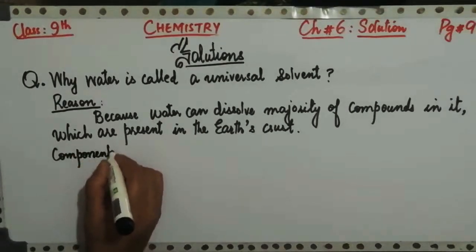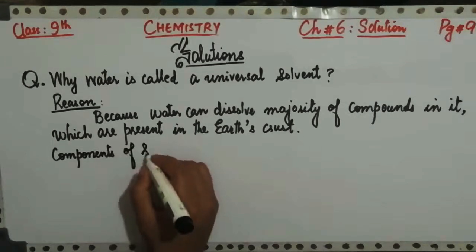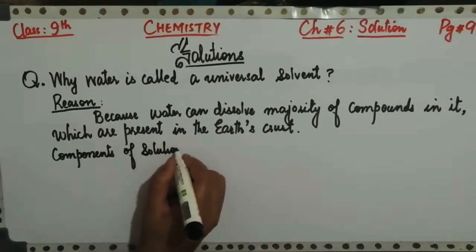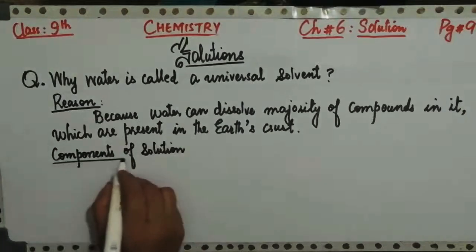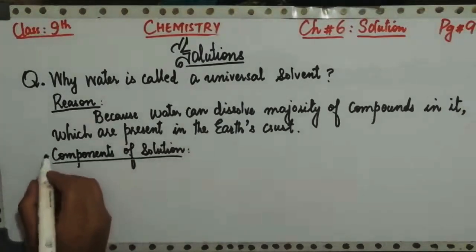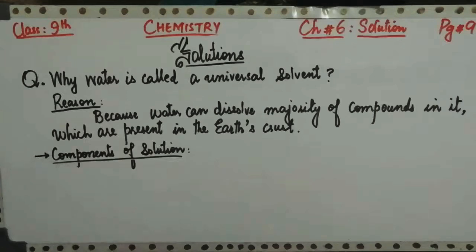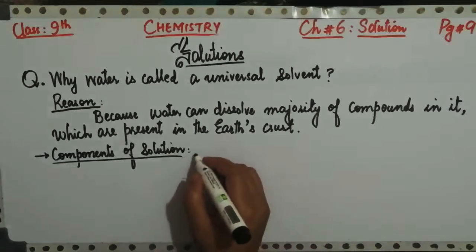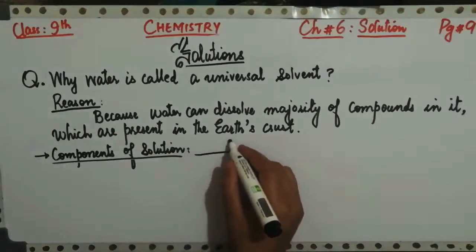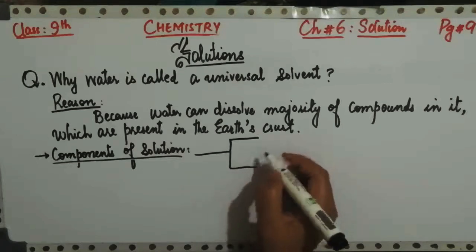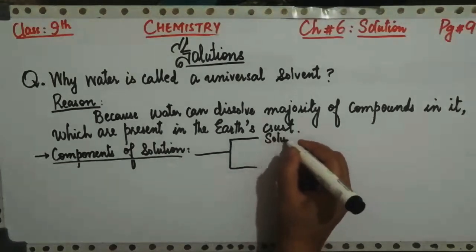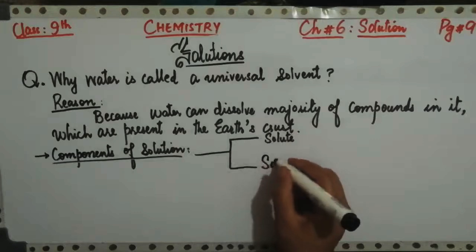Components of solution. What is the meaning of components of solution? The meaning of components of solution is indicating which substances are present for the formation of solution, which substances must be mixed together to make a solution. So basically there are two types of components present in solution. Number 1, solute, and number 2, solvent.